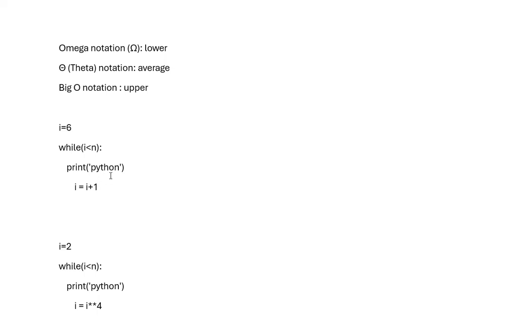So with that said, we're going to go through this, and it ends up that n minus 6 is how many iterations we go through. So this is linear. There's a direct correlation between n and how many times we go through this loop. So we would call that big O of n.